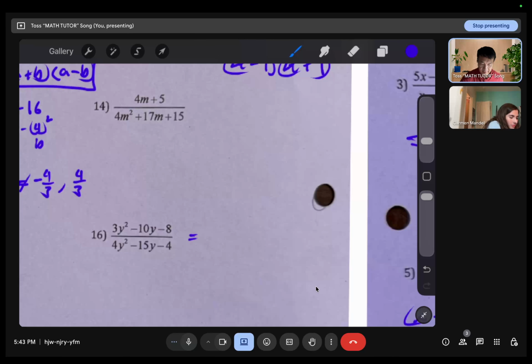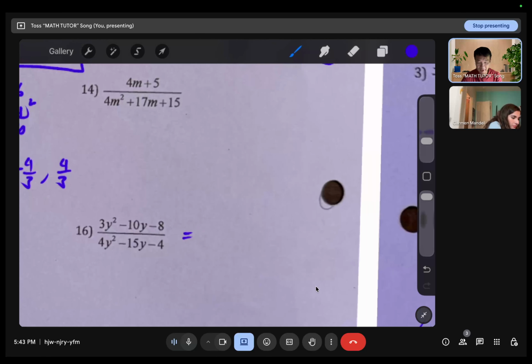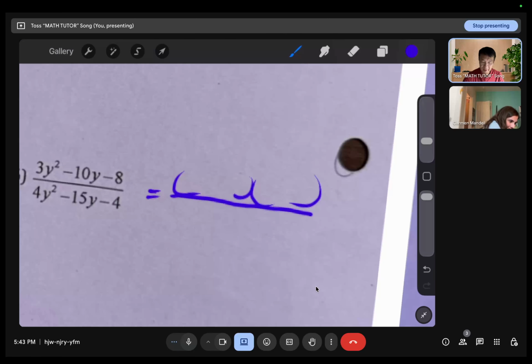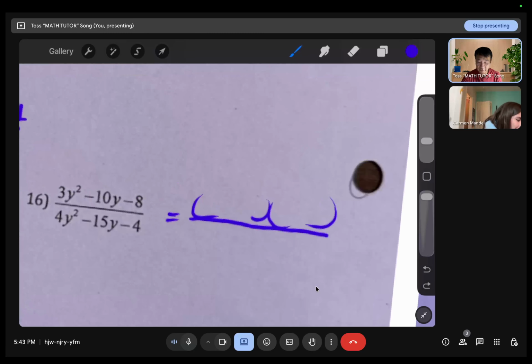Let's factor. This is good for practice. Good job. You picked the right rational expression to work on because you got a 3 in front, you got a 4 in front here. First just look for the GCF, but there isn't. Is that okay? Yep.